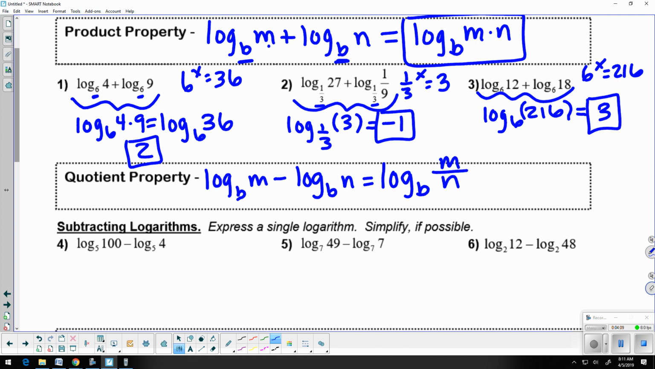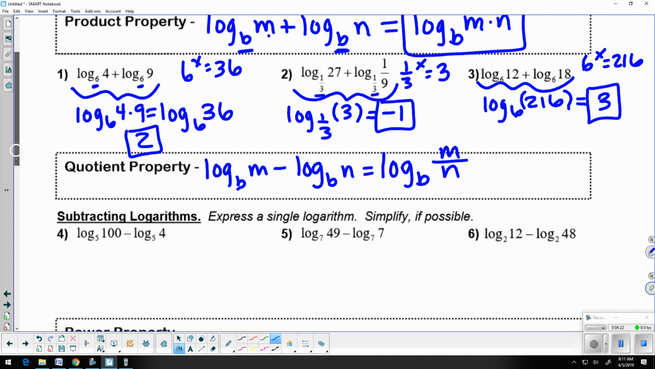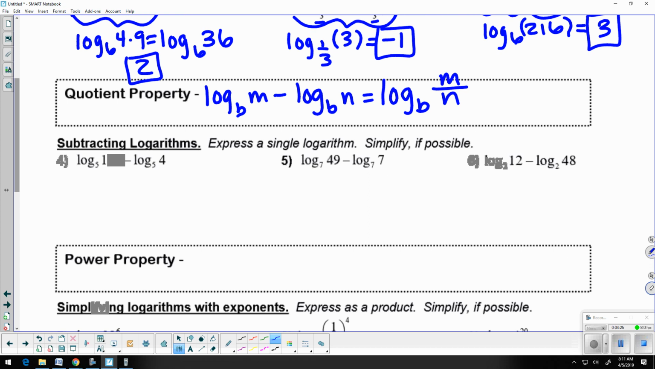And it's always the first one divided by the second one. Okay, so sometimes you want to switch it around just depending on which number is bigger, but you don't want to switch it. It's always the first one with the log. You want to divide it by the second one. Okay, so expressing these as a single log and then simplifying again if we can.